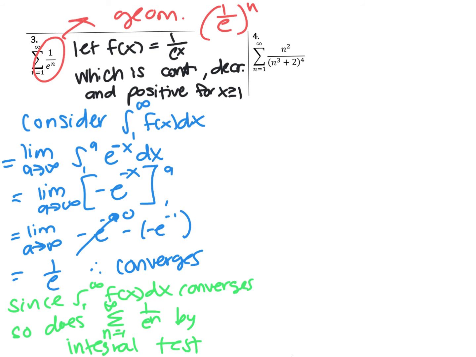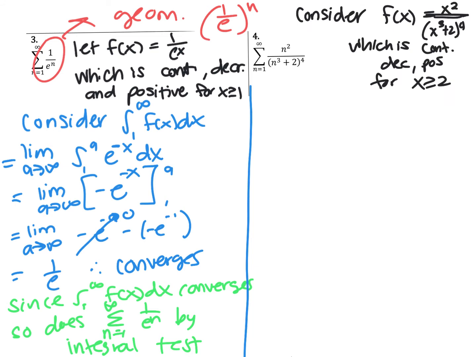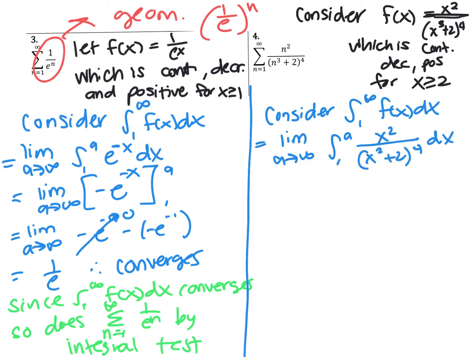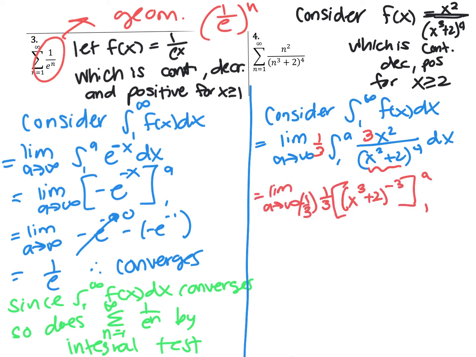All right, I'm going to encourage you to do number 4 on your own and then unpause the video and see how you did. So step 1, define your function, state the conditions. Step 2, evaluate the improper integral. To evaluate this integral, you're either going to need to use substitution or reverse the chain rule. If I have a 3 here, then I have the derivative of this inside function, and I can do that as long as I have a 1/3 here, and then I'm going to go ahead and find that antiderivative.